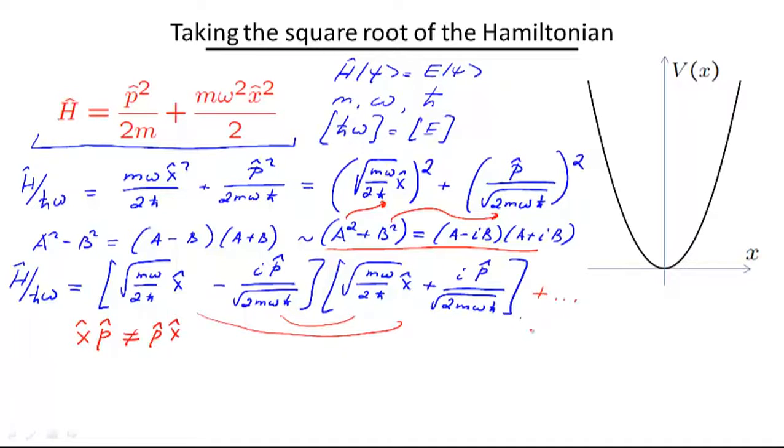So let me write it explicitly. These terms that I have omitted equal minus i over 2h bar, the commutator of x and p. And this commutator of x and p is equal to xp minus px. You can verify that this term indeed appears just by expanding this product term by term and making sure that we reproduce the Hamiltonian in the left-hand side.